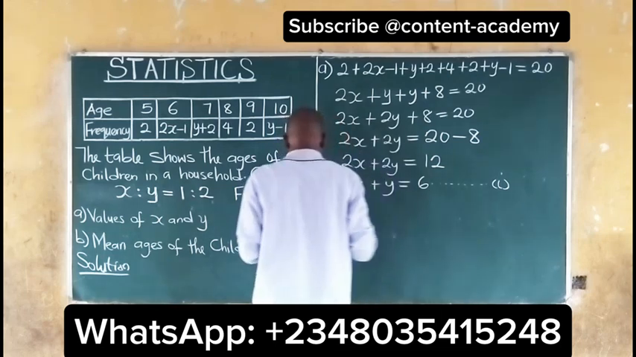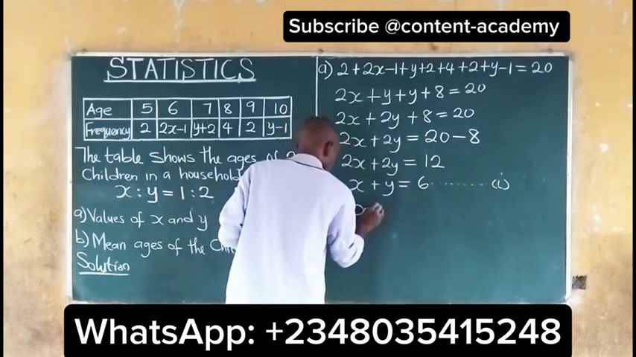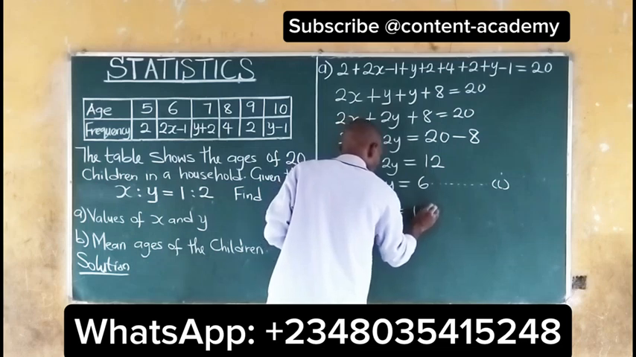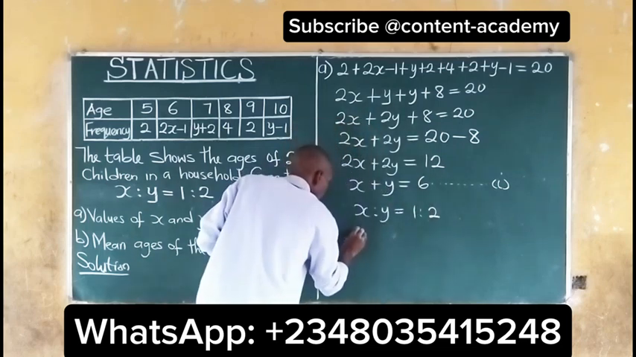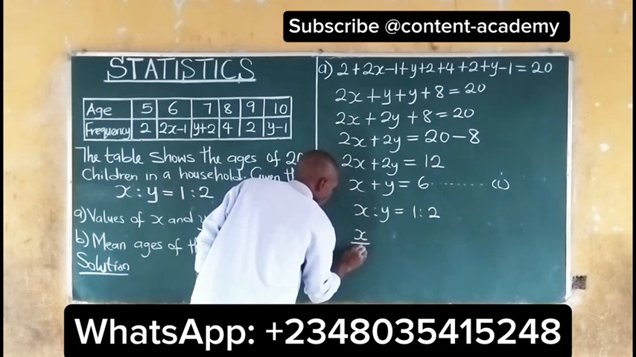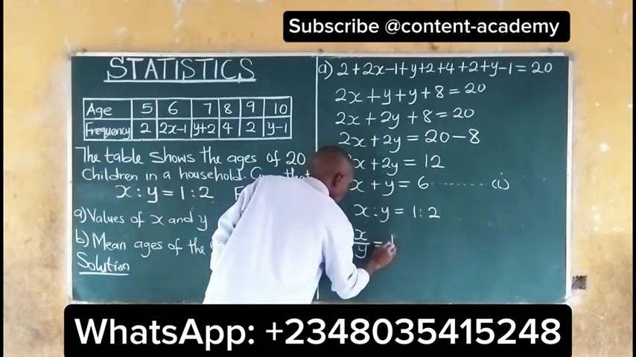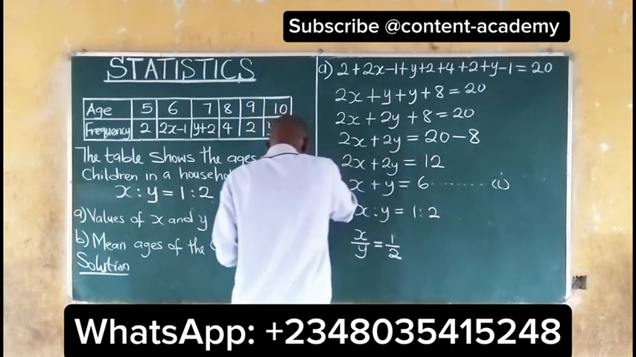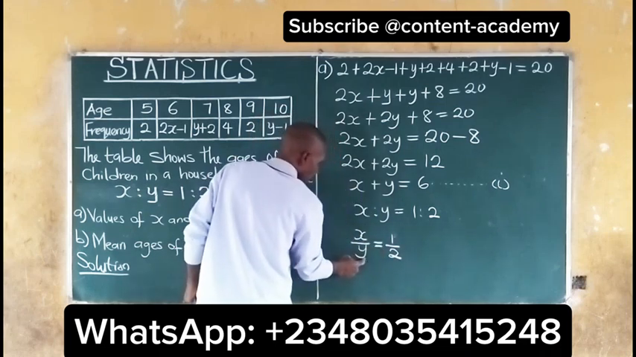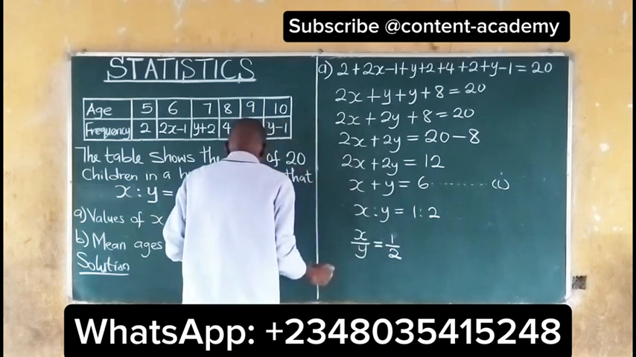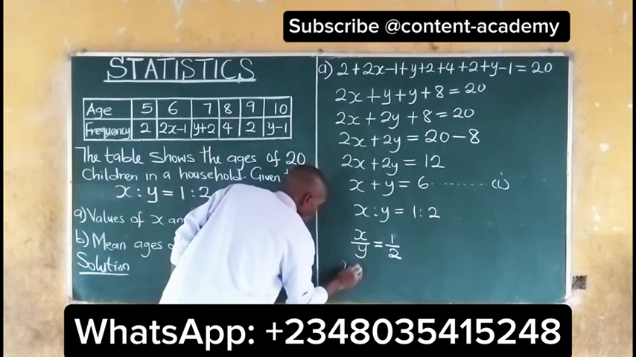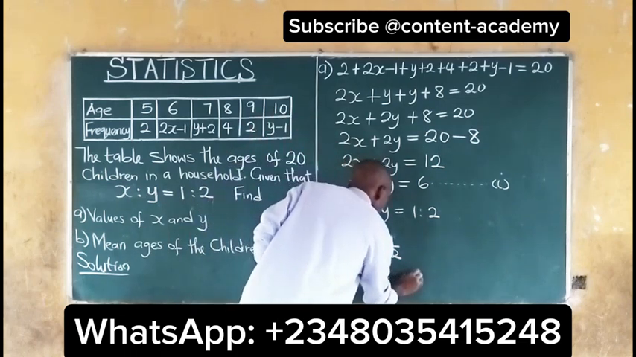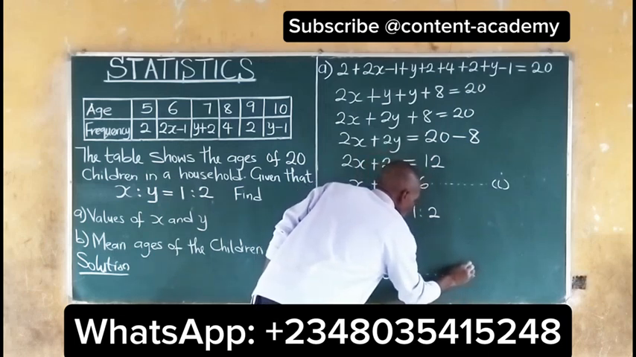Also, we have that x is to y as 1 is to 2. It then means that from ratio, we have that x all over y is equal to 1 all over 2. So if we cross multiply, we'll have that y will be equal to 2x. We'll take this as our equation 2.